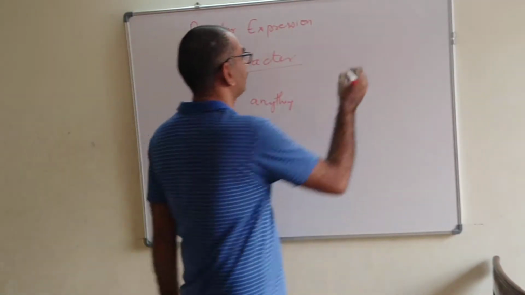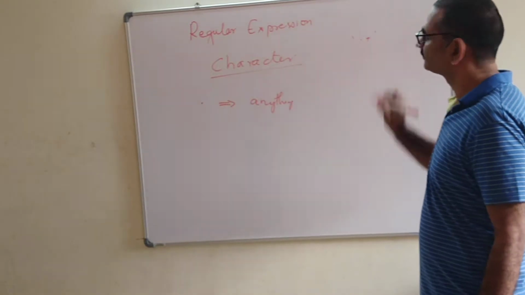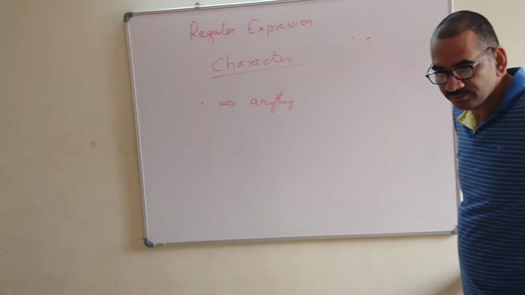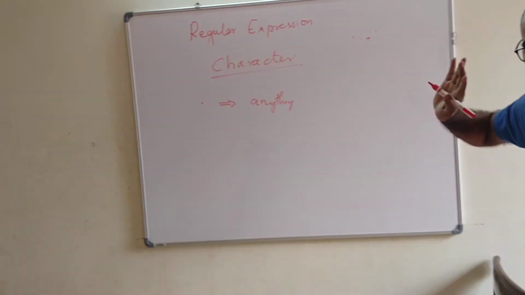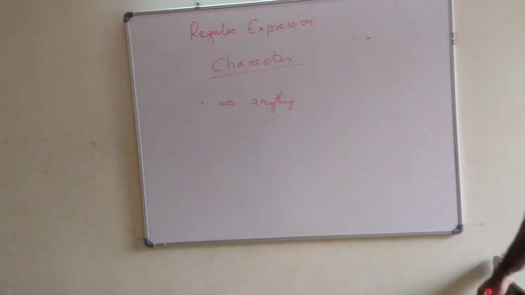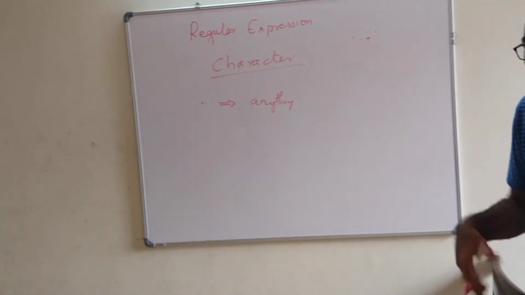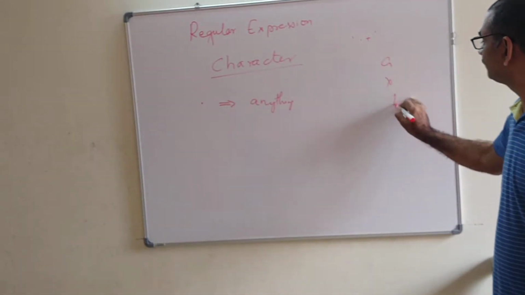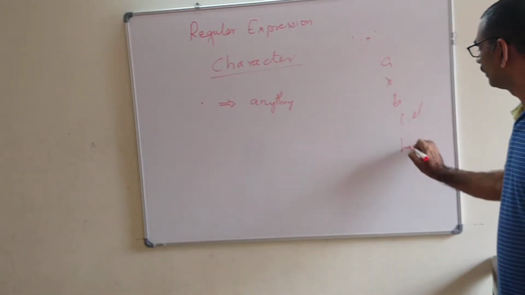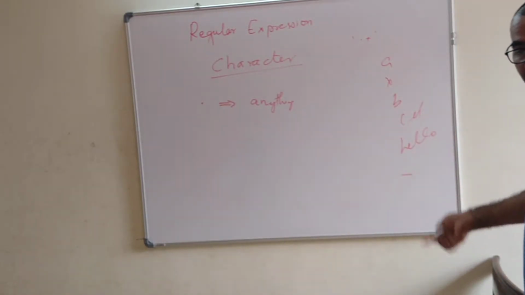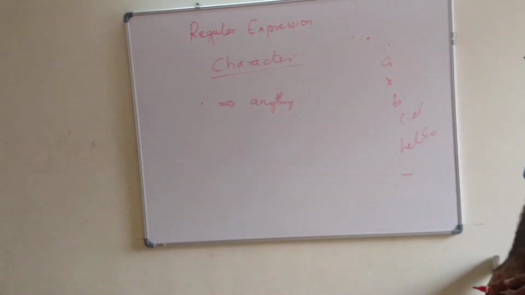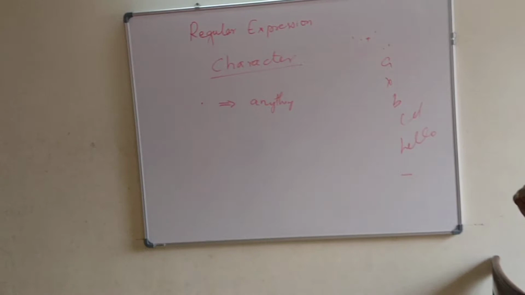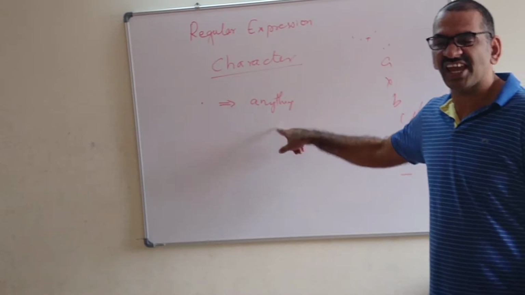So if I have the expression dot plus, and you give it any string, it will match except for the empty string, because it says any character present once or more. So A, X, B, CD, hello, just a space, an underscore, everything will match. But what will not match is an empty string. It will not match because it needs at least one character, and an empty string doesn't have any character. Got it? So dot means anything.